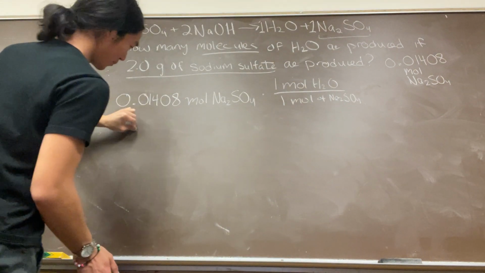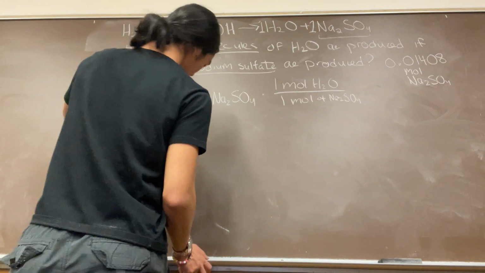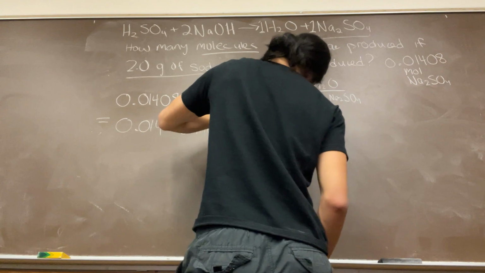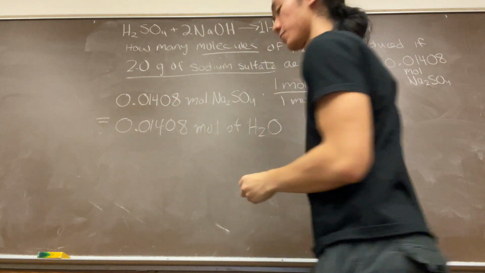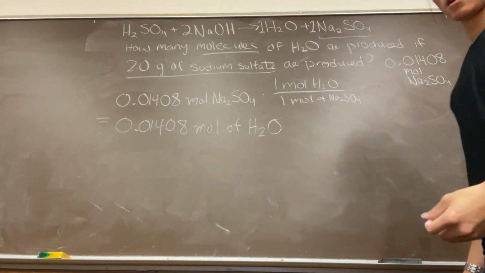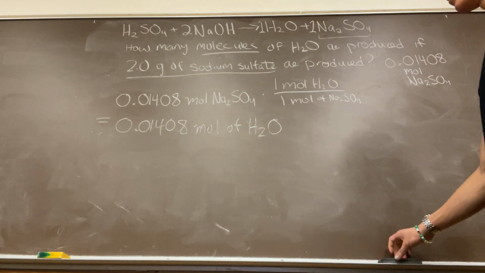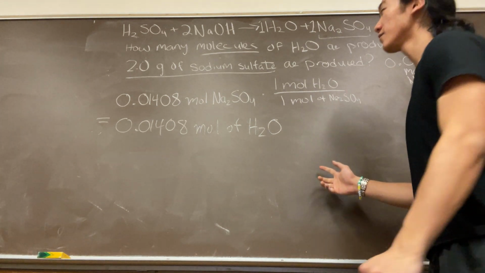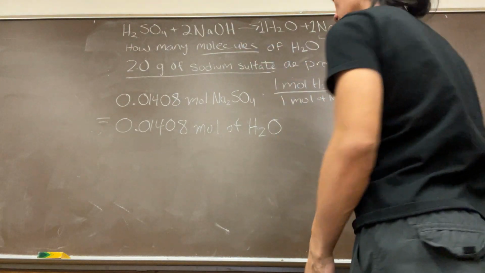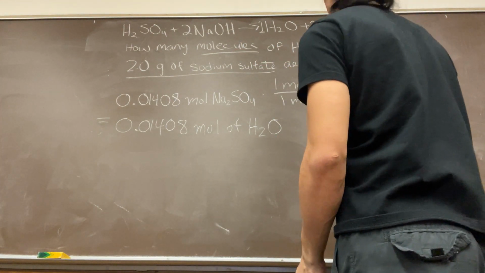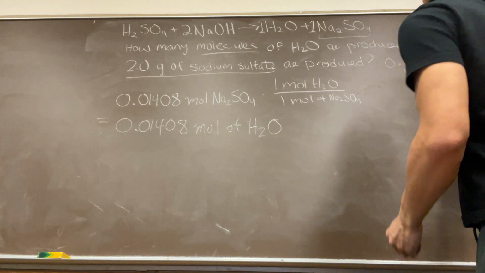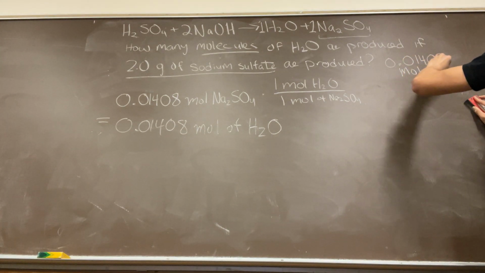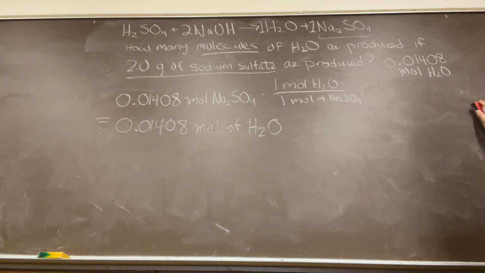Which means that you're yielding the exact same number of moles of water. So we have 0.01408 moles of water. All right, so what does that mean? That means that now they're asking us not how many moles of water we have, but how many molecules. So I'm gonna change this right here. This is now moles of H2O. I'm gonna erase this calculation, okay?